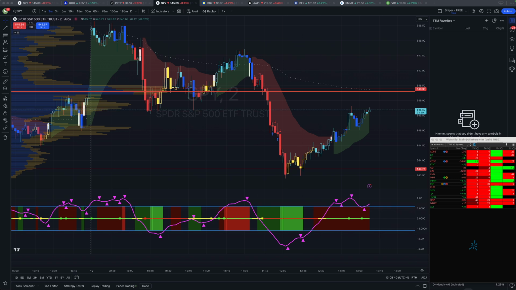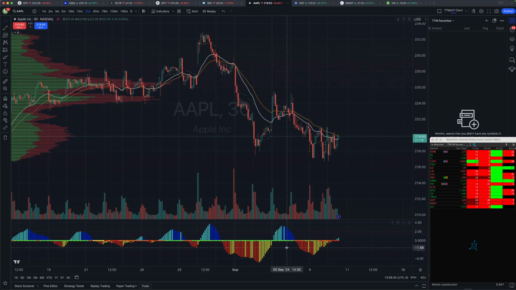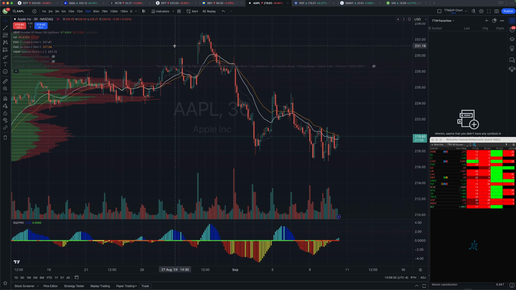The TPS indicator, where's my other chart? This is the TTM squeeze, but this one is called Squeeze Pro by Make It Zero.